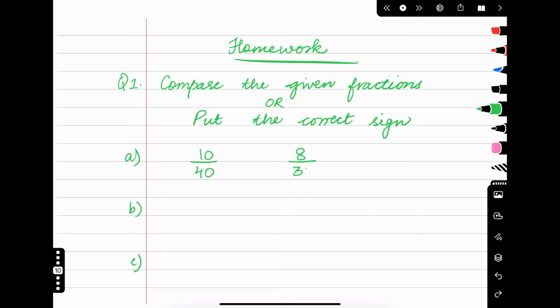There were three subparts where you had to remember first to identify the fractions and then to use the cross multiplication or butterfly method accordingly. Let's get started. The first question was 10 upon 40 or 8 upon 32.